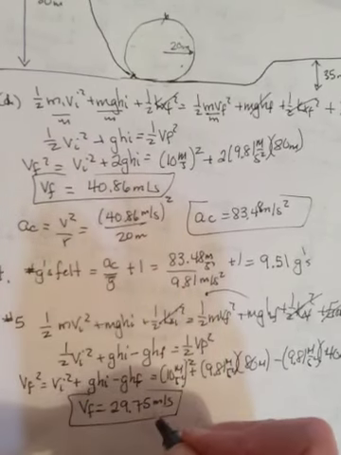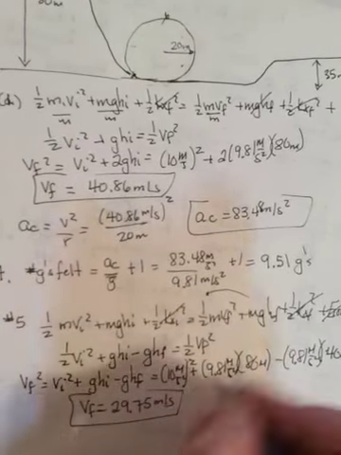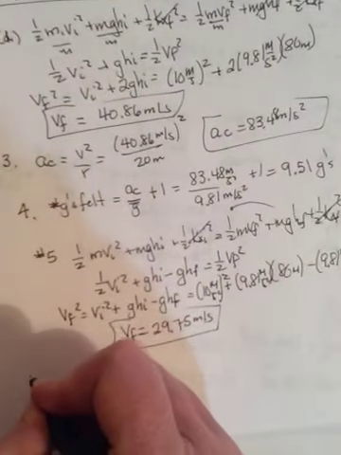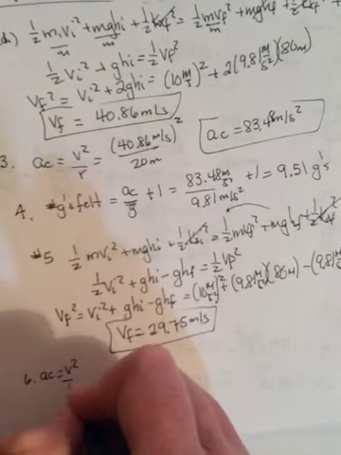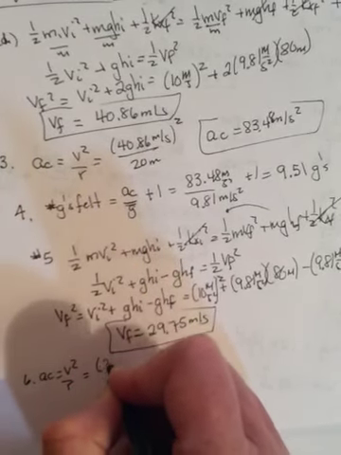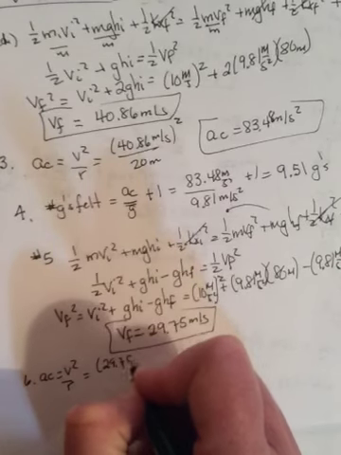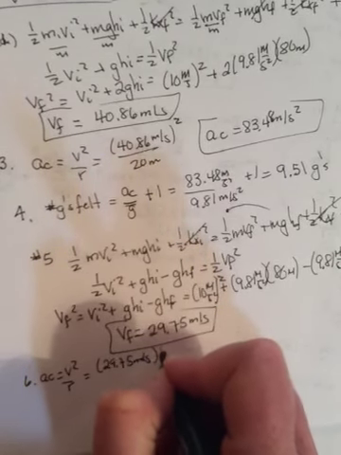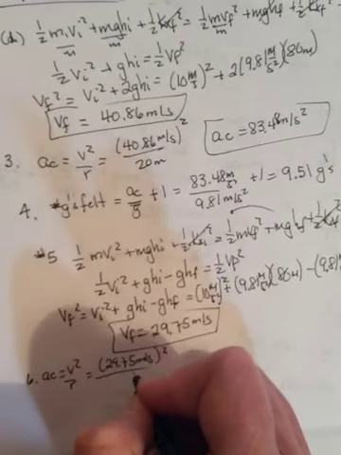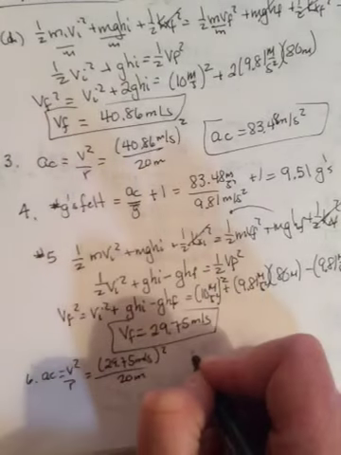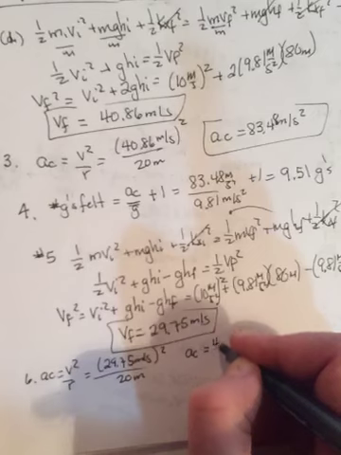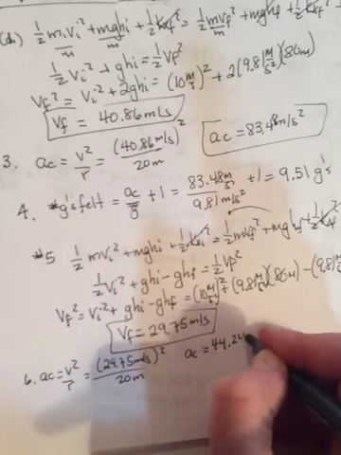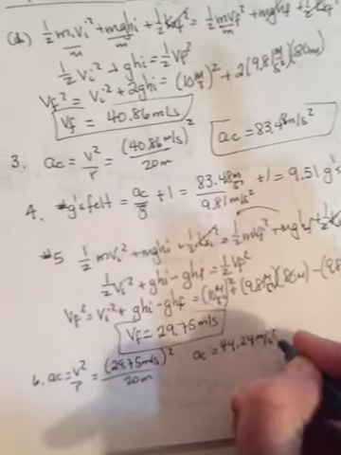Okay? Then the question that was 5, 6 says, what is the centripetal acceleration? So you're going to do AC is equal to V squared over R. So 29.75 meters per second squared over the R was 20 meters. And you should get an AC to be 44.24 meters per second squared.